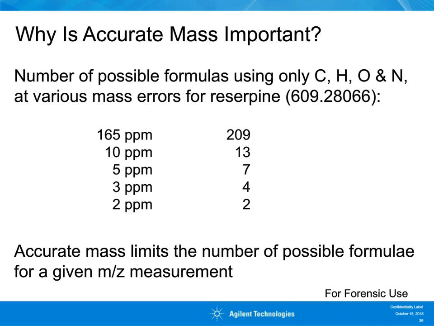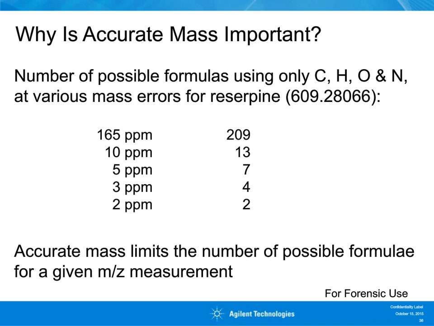If you go down to 3 parts per million or 2 parts per million accurate mass, now there's only 2 or 3 or 4 compounds that can be attributed to the molecular weight of 609.2806. And this makes it much easier for you to identify unknowns when you're dealing with this type of a problem.